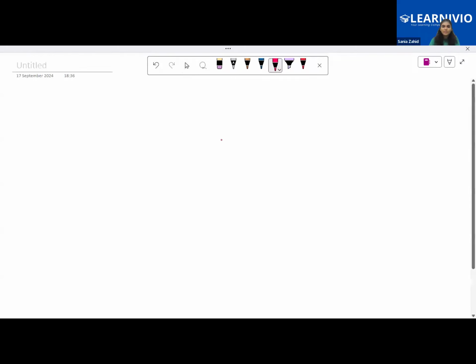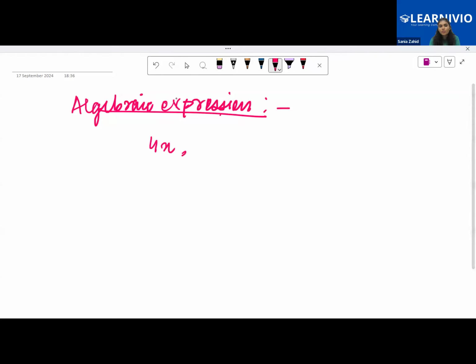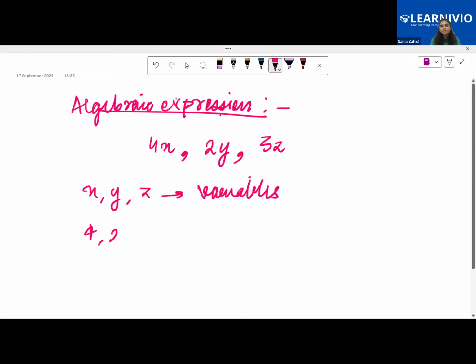Okay, see, I tell you. In the previous classes, you must have gone through algebraic expressions. What were the algebraic expressions? Basically, we have 4x, or 2y, or 3z. These are all algebraic expressions. Now, what are x, y, and z? X, y, and z are variables. And what are 4, 2, and 3? These are constants.